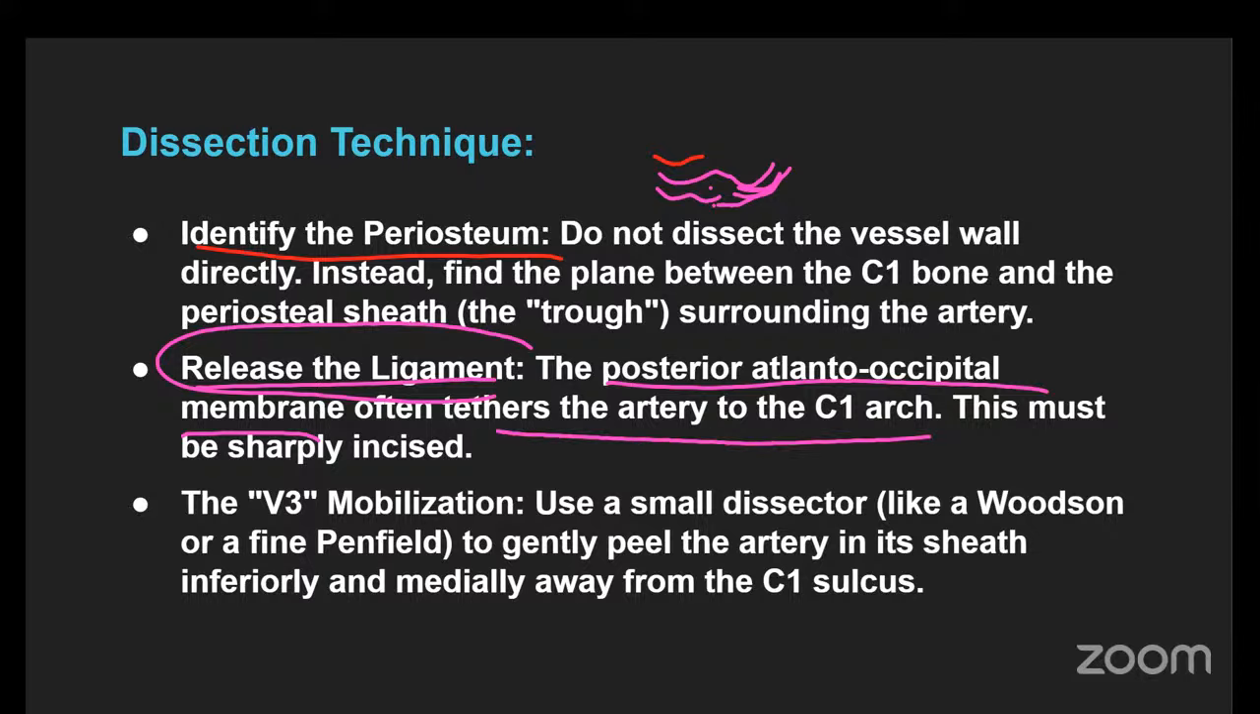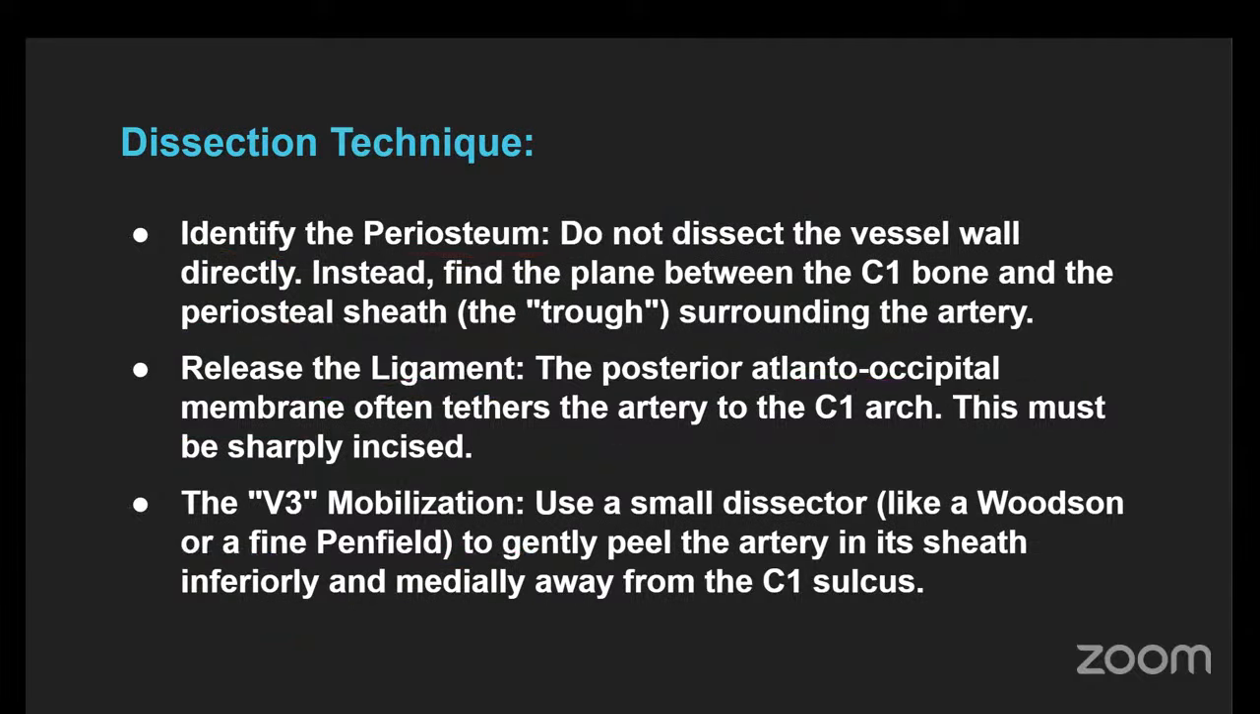Where are we going to peel it away? The direction is very important: inferiorly and medially, away from the C1 sulcus. Why? Because the surgical field is lateral. So we are going to mobilize it away from the surgical field and away from any harm. If you see this image, this is the posterior atlanto-occipital membrane, which is hooking the vertebral artery onto the arch of the C1. When we incise this sharply, this area gets free and the vertebral artery is free to be mobilized.